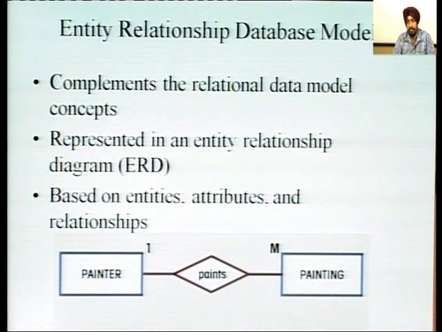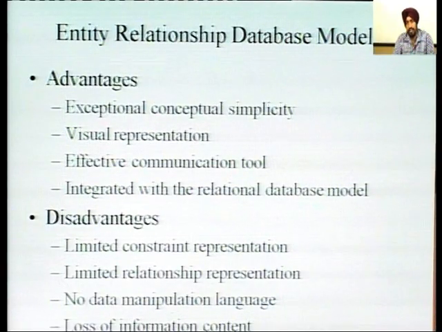painter is an entity and painting again is an entity, and paints is the relationship between these two entities. And in this diagram, this is a one to many relationship. This means one painter has many paintings, so this is a one to many relationship. Then the entity relationship database model advantages are exceptional conceptual simplicity, visual representation, effective communication tool, integrated with the relational database model.